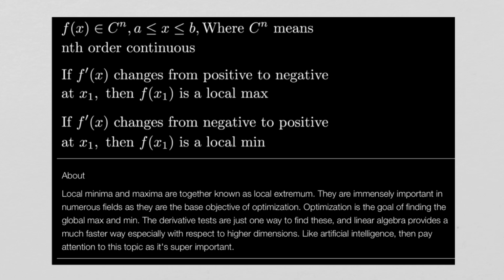Okay, so if the derivative f prime changes from positive to negative, then there's going to be a local max. Like if I'm going up on a parabola, it's positive, positive, positive, then it switches to negative, and that's a local max. And if the derivative changes from negative to positive, then you're going to have a local minimum, like this with a smiley face.